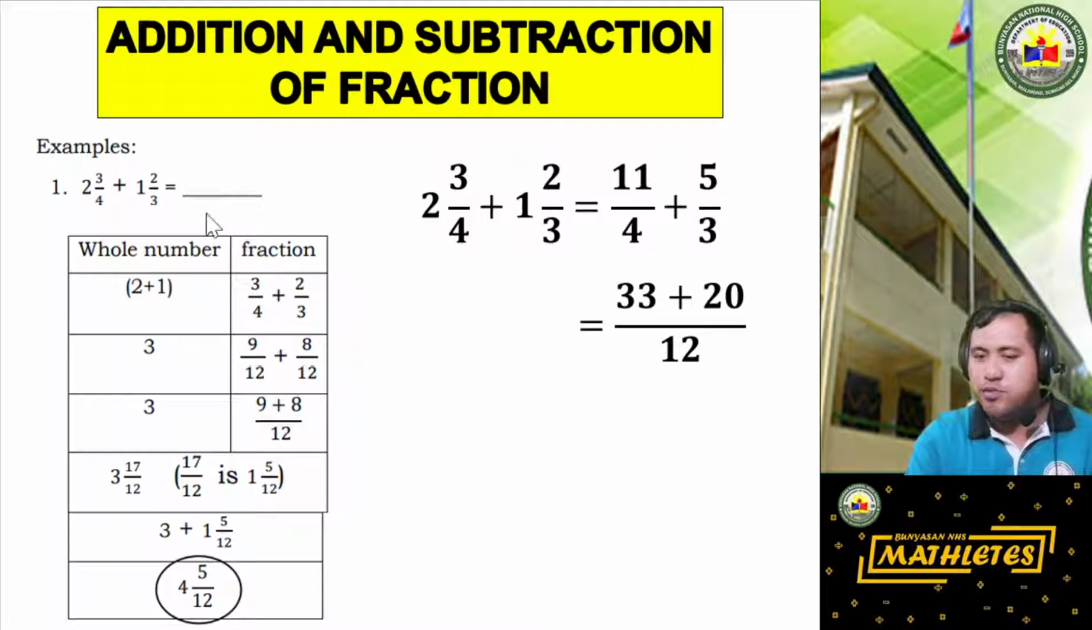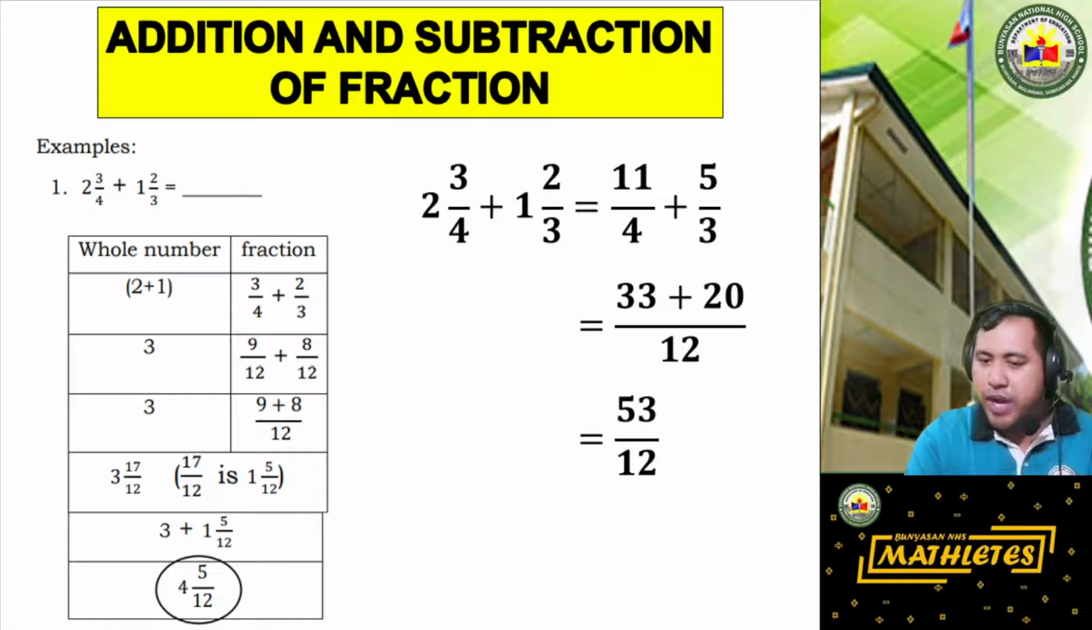So, we have 4 times 3 is 12. 3 times 11 is 33. Plus 4 times 5 is 20. So, 33 plus 20 is 53/12. So, improper siya. So, we are going to rewrite this one into mixed number kasi improper siya.